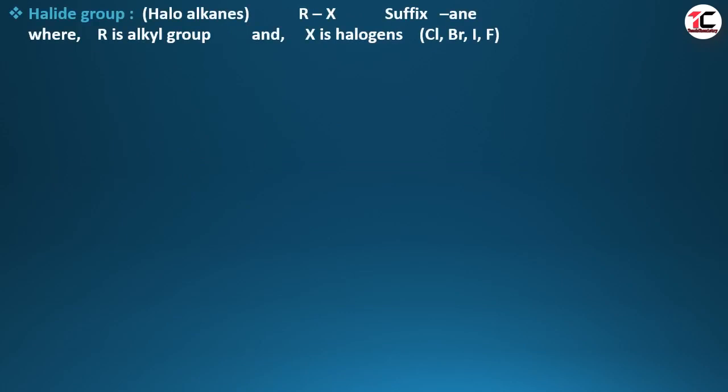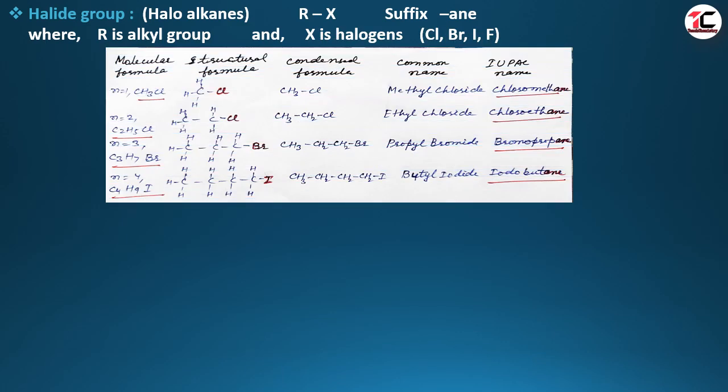Let us start with the halide group. The compounds are called haloalkanes. Its general formula is RX, suffix is ane. Here R is the alkyl group and X is the halogens. These halogens may be chlorine, bromine, iodine and fluorine. Let us see in the table: molecular formula, structural formula, condensed formula, common name and IUPAC name.